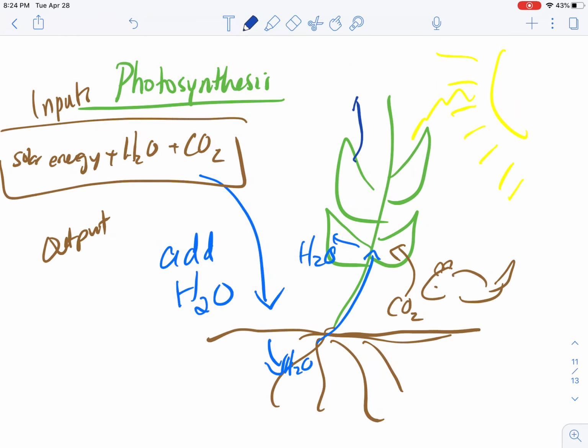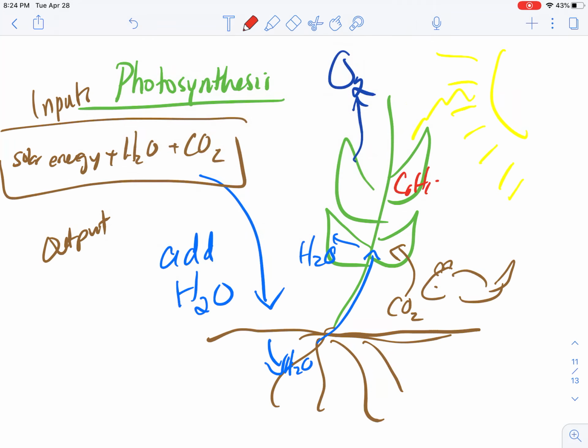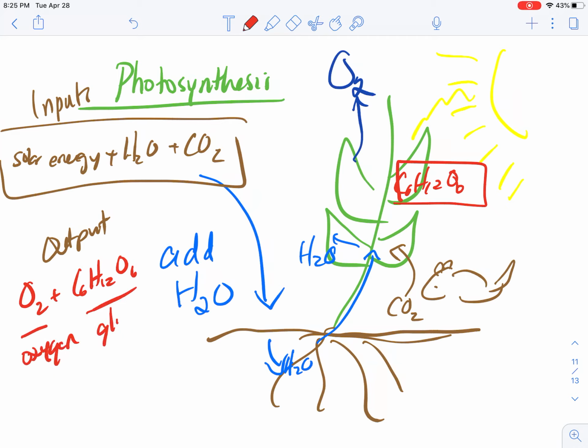And the output is, what do plants release? Well, plants release O2, and plants also make sugar, C6H12O6. So that's sugar. The output is O2 and C6H12O6, oxygen and glucose. So the inputs for photosynthesis are solar energy, water, and CO2, and the outputs are oxygen and glucose.